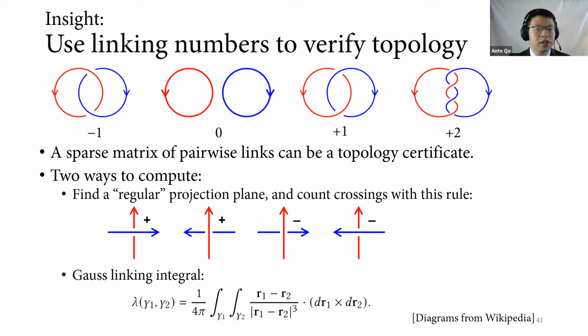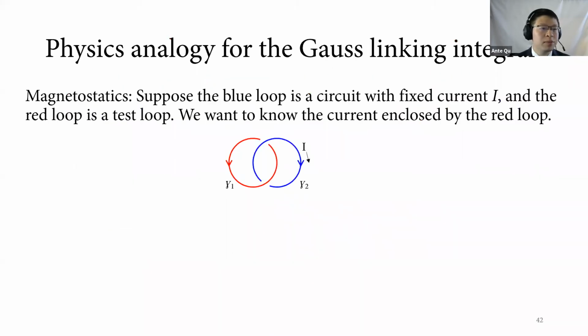The second way is to compute the Gauss linking integral. And to give you an intuition of where this comes from, it has a physics analogy. So suppose the blue loop is a circuit with a fixed current I, and the red loop is a test loop. We want to find the current enclosed by the red loop.